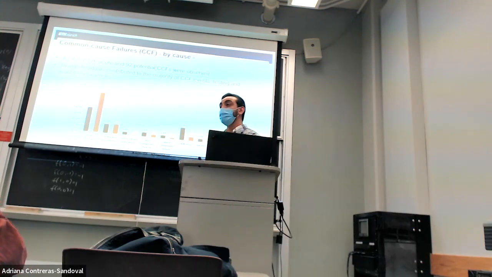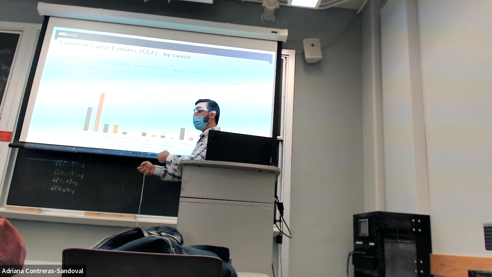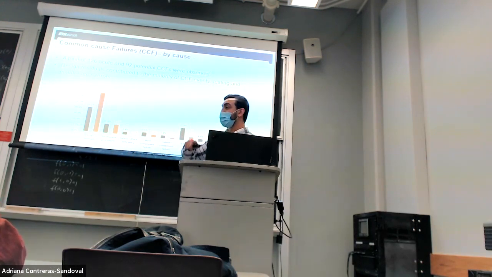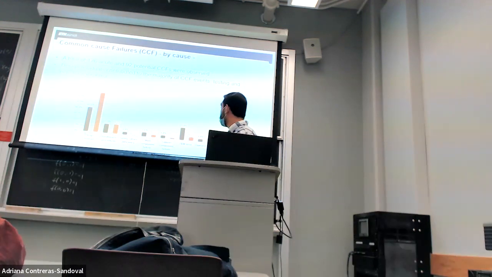So you send the testing and maintenance teams to perform some testing on a certain train or pump. They do their work, and they might forget a valve closed after they, for example, tested the pump, and they leave. Then when that pump or train is demanded, they realize the valve was closed, when it was supposed to be open. So these are examples of testing and maintenance errors.